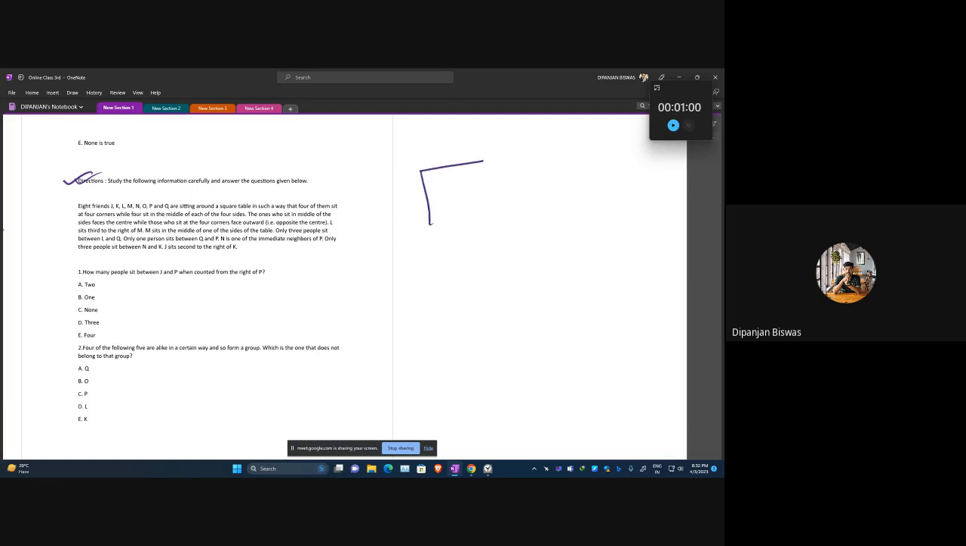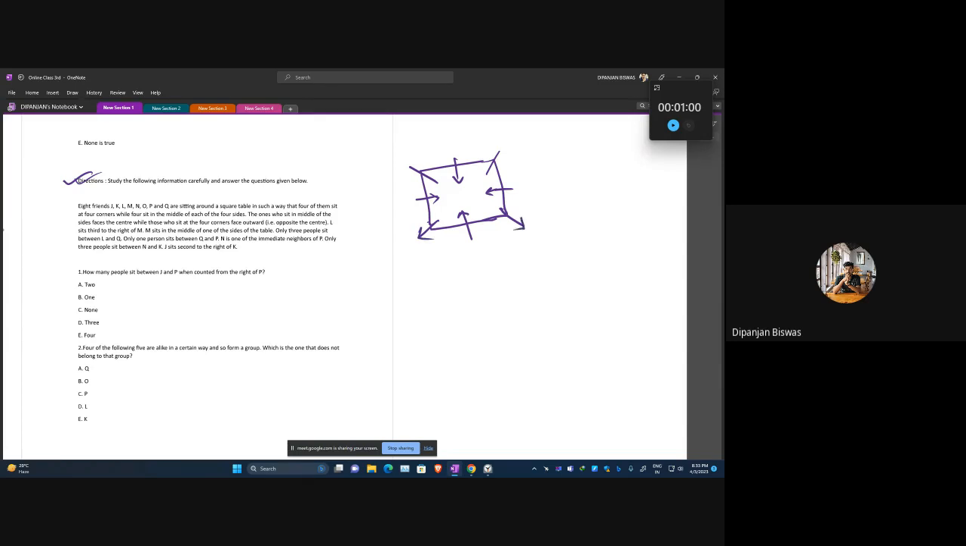So it is said in this fashion. 4 are sitting in the corners. And the remaining 4 are sitting in the middle of the sides. Again, the ones who sit in the middle of the sides face the center. So these 4 people are facing the center, while those who sit at the 4 corners face outwards.